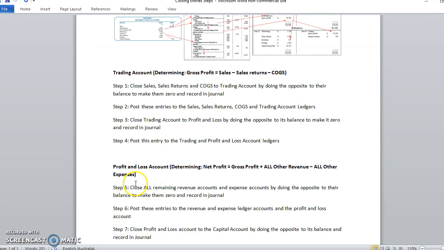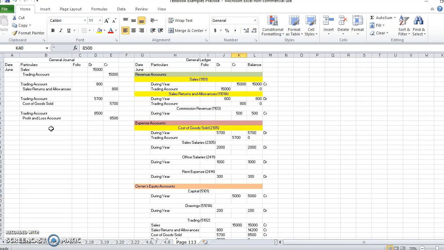So we'll follow the steps. Close all remaining revenue accounts and expense accounts by doing the opposite to their balance, make them 0 and record in journal. We'll start with our revenues. Our commission revenue was credit 500, so we debit commission revenue 500, and we will credit our profit and loss account for 500.